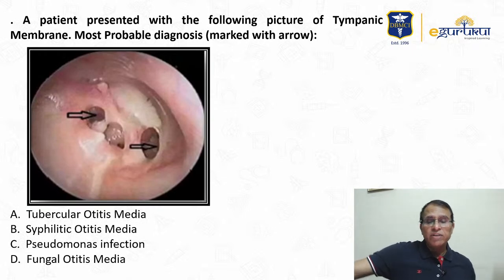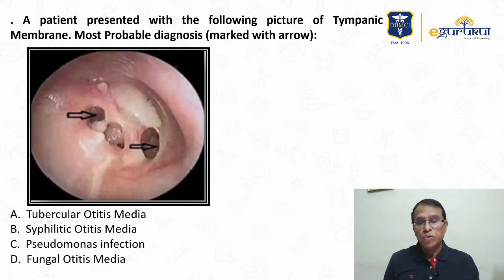A patient presented with the following picture of tympanic membrane, probable diagnosis: tuberculosis of otitis media, syphilitic otitis media, Pseudomonas infection, and fungal otitis media. So what is your answer, guys?